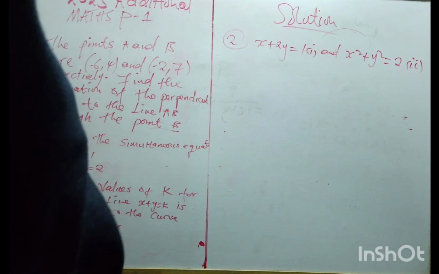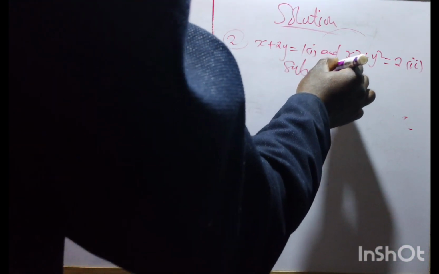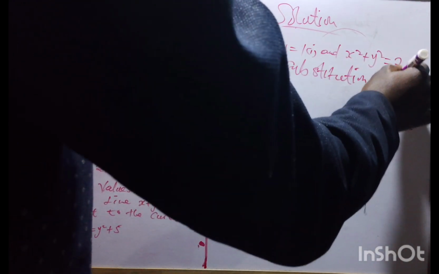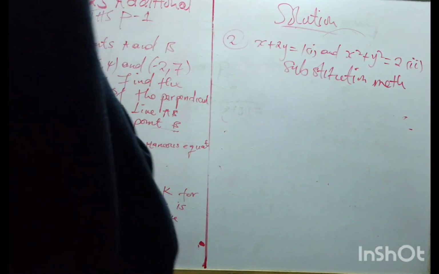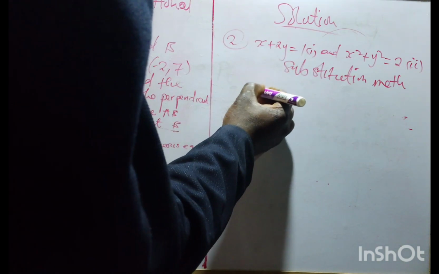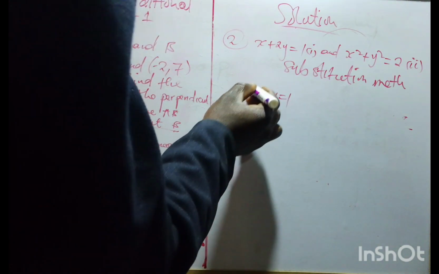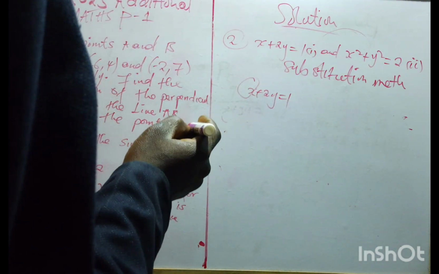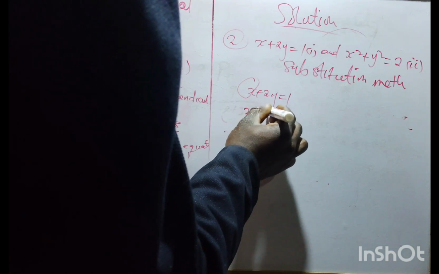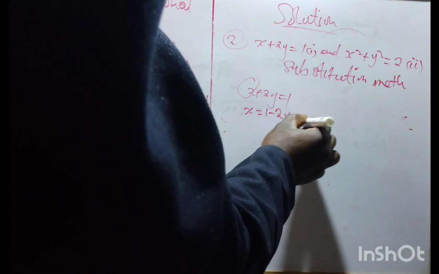This simultaneous equation we can solve using what we call the substitution method. We are going to take equation 1 here, x plus 2y equals 1, and make x the subject of the formula, in which it will be x equals 1 minus 2y. So this is equation 1.